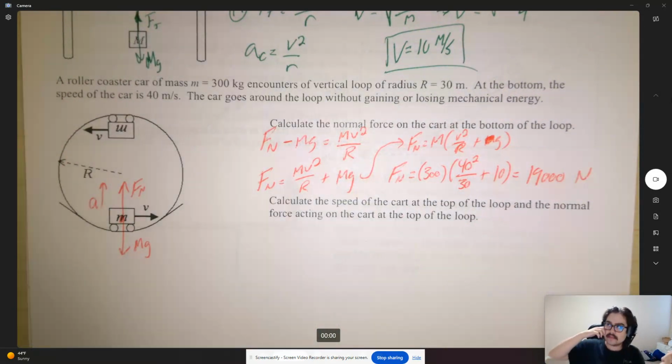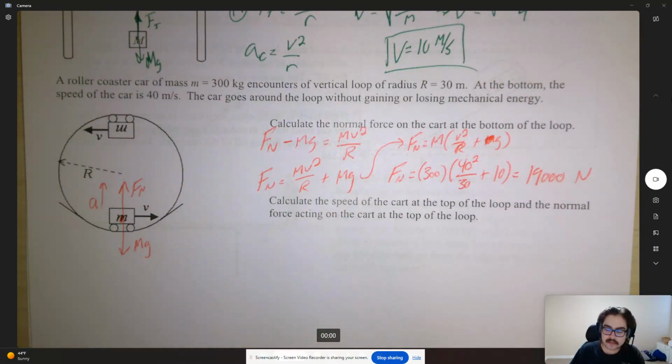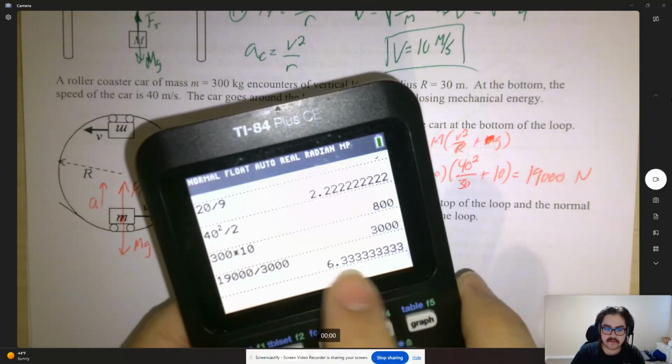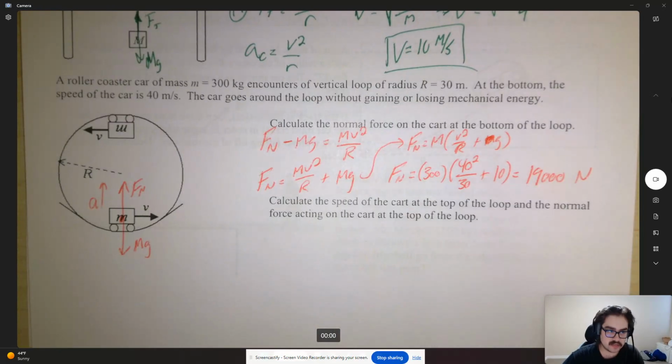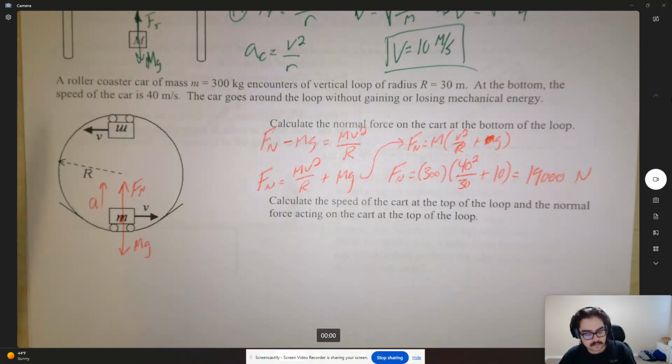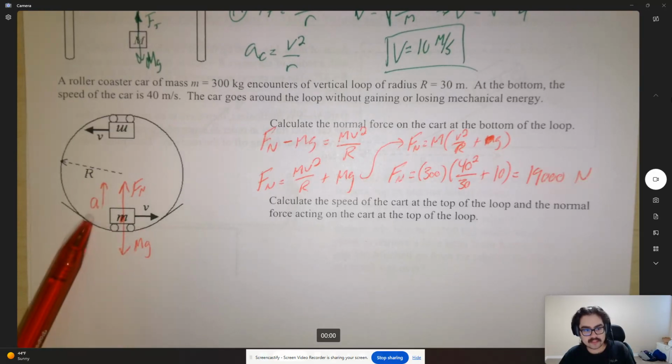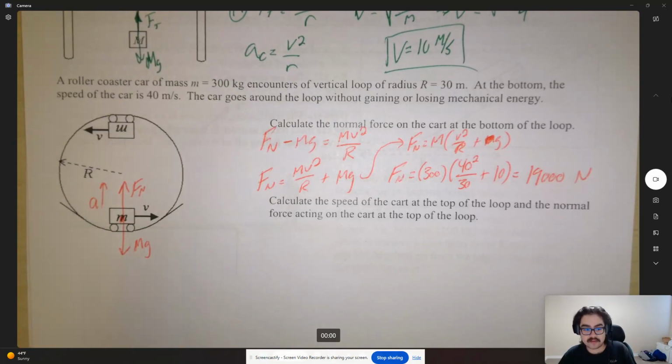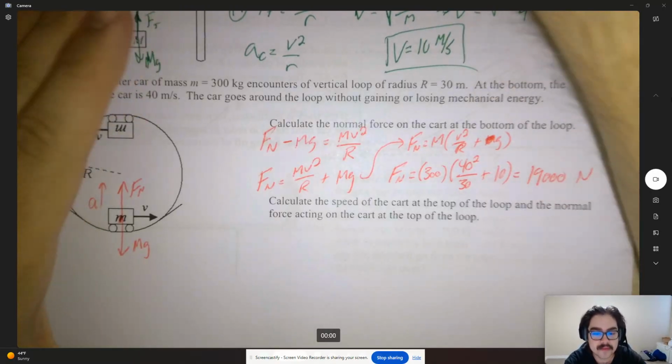Now, this is a different case because it is the bottom of a loop, but that is a lot of Gs. If you go over 5 Gs, that actually will break your bones. So this is a really, really sharp turn. It's crazy to think about.